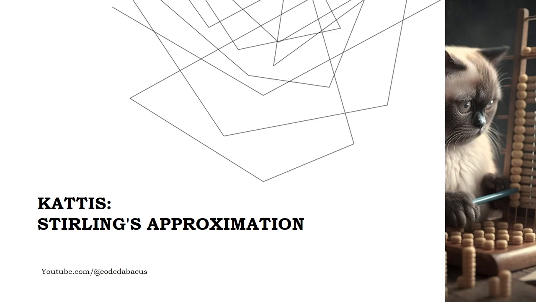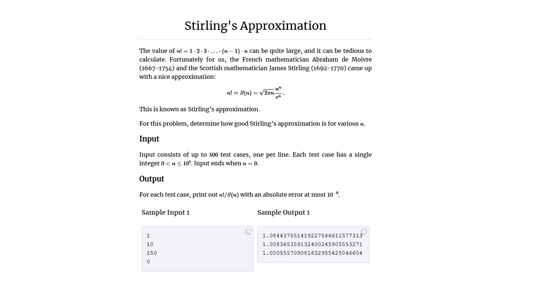Hey, welcome back. Today we are going to solve another programming puzzle from Kattis, and this time it's going to be Stirling's approximation. As you know, the value for the factorial of n can be really large, and computing it would be pretty much CPU intensive, but there is a pretty good approximation for that, and it goes as follows. Instead of computing the factorial of n, we can compute s of n with this formula, which is also known as Stirling's approximation.